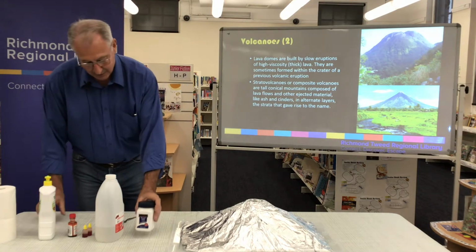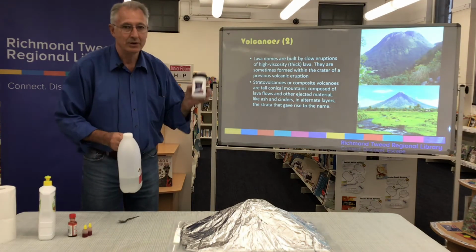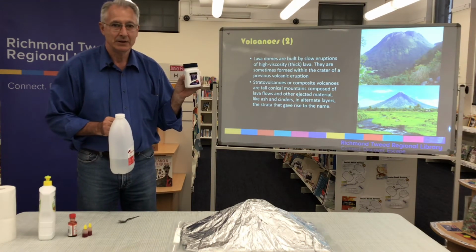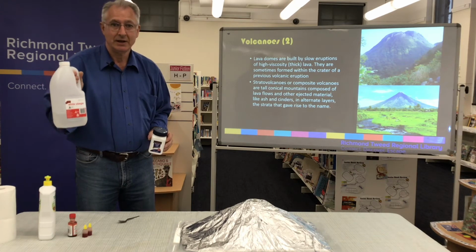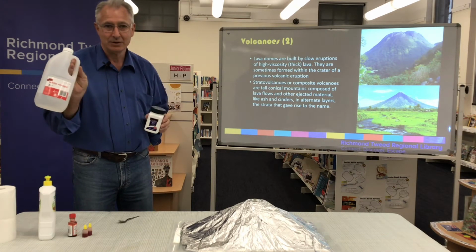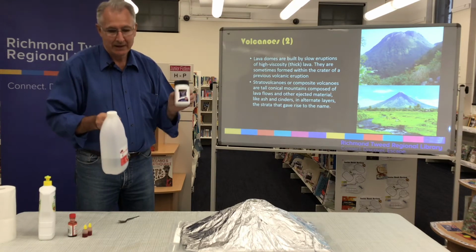Now, to simulate these types of volcanoes, we have some very simple ingredients. The active ingredients are these two. It's sodium bicarbonate or baking soda and white vinegar, or you could use any sort of vinegar, but it will affect the color of your lava. But we recommend just using white vinegar and bicarb soda.